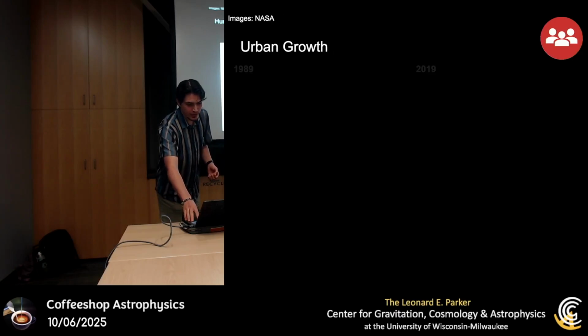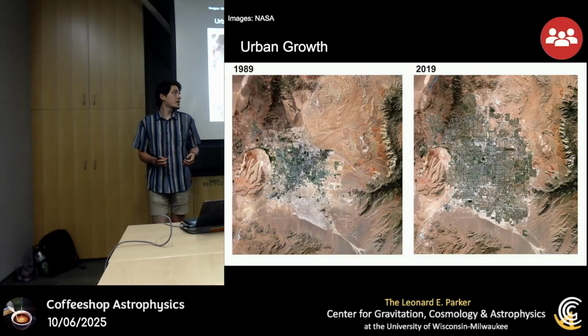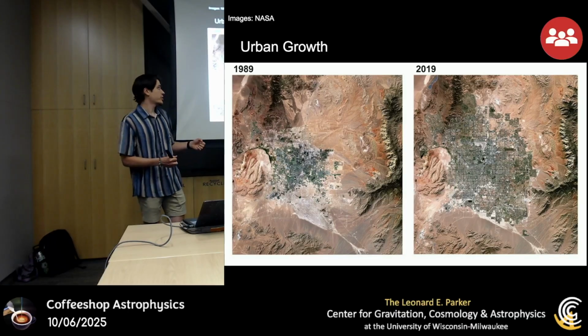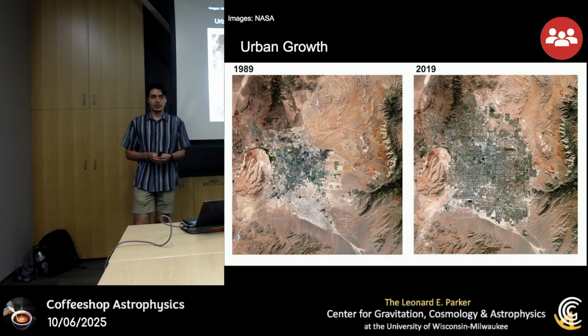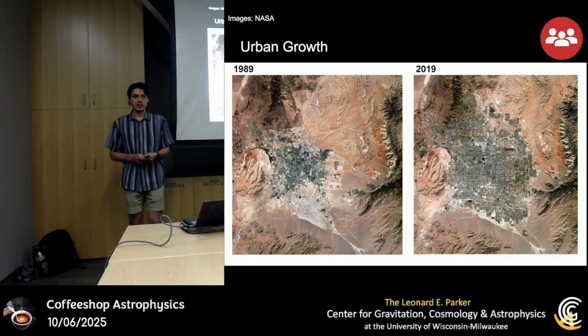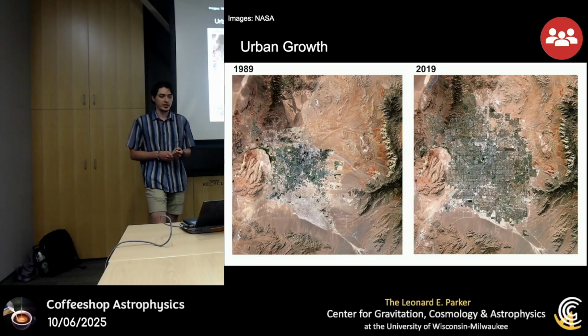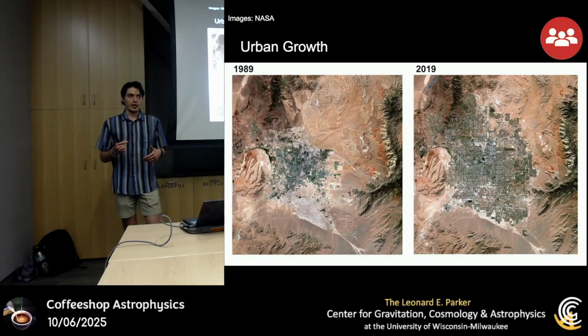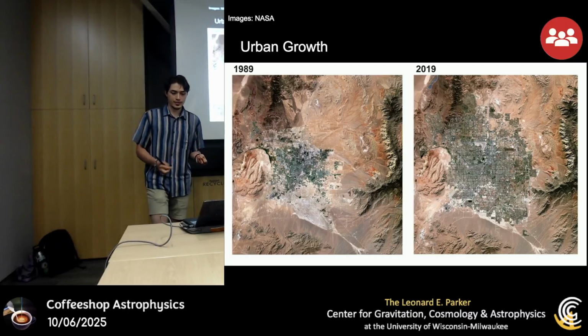And we also use satellites to monitor urbanization in cities. So this image here shows a comparison of Las Vegas between the years of 1989 and 2019, and this reflects a nearly quadrupled population size between these years. Satellites can also monitor urban growth and urban activity via looking at the color and brightness of streetlights.